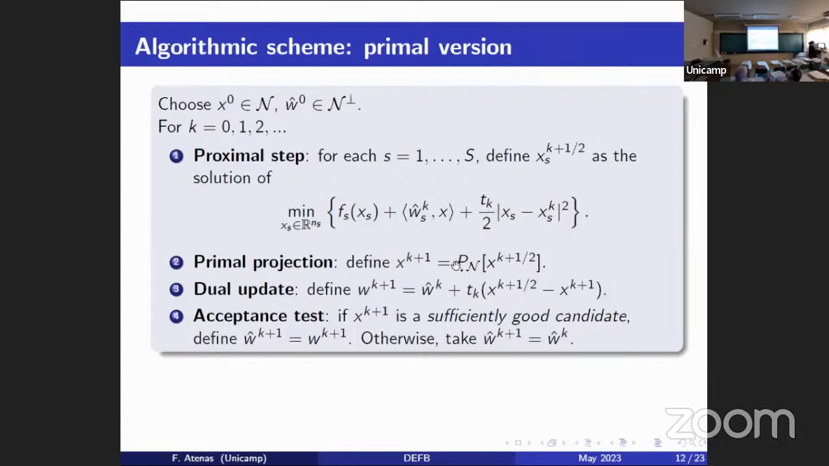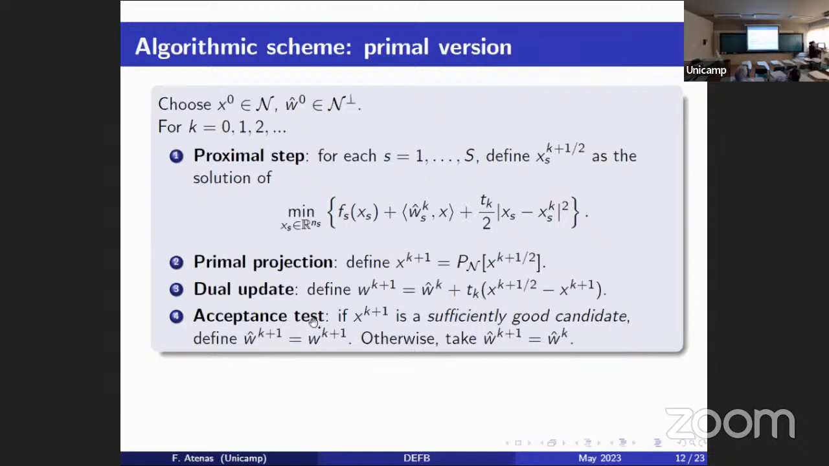Then we project onto the primal feasible set. And then we make the dual update. So in the primal version, we do not need to define the dual intermediate steps. We only define the projections. And again, this is similar to the progressive hedging dual update. Starting from the center, we make the correction step, the same one as in the progressive hedging algorithm. And here again, we can allow a possible variable step size.